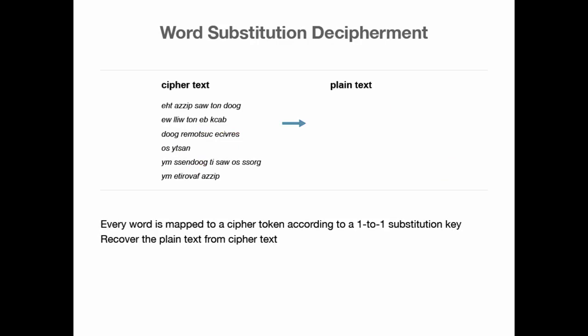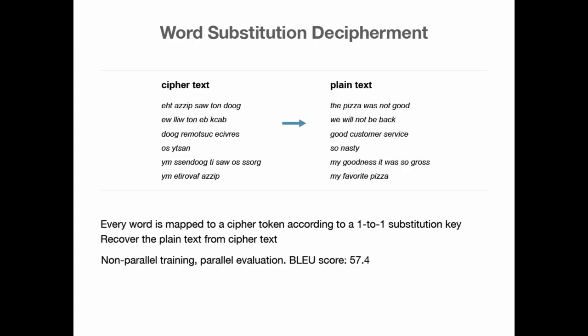Decipherment is another scenario that calls for non-parallel style transfer. We focus on the decipherment of word substitution ciphers, and our model achieves BLEU score 57.4 by evaluating on parallel sentences.